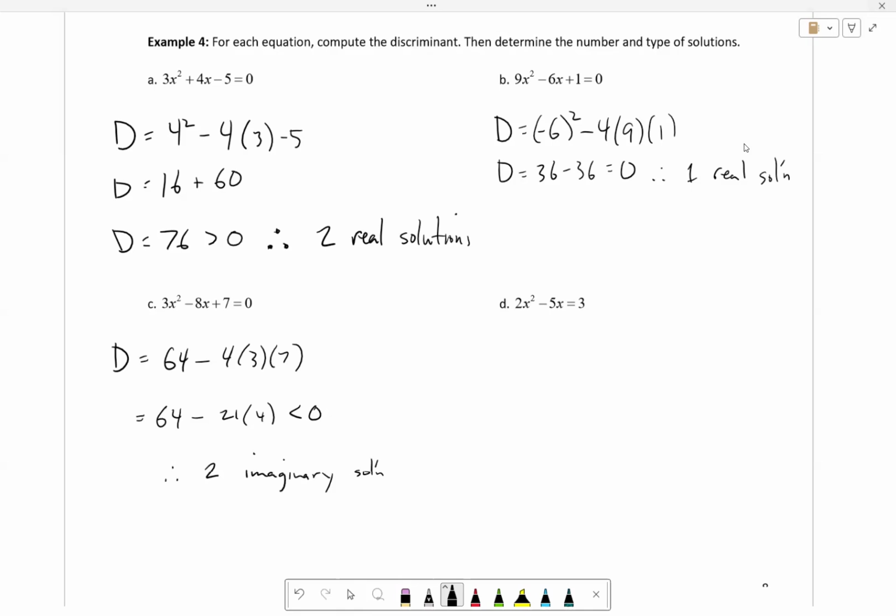Now, it does say to compute the discriminant, so we should be able to continue that. 64 minus 84 is what, -20? And then that is less than 0. But if it says to calculate, or use the discriminant to find out how many solutions there are, then you just have to go as far as you need to go to figure out if it's positive, negative, or equal to 0.